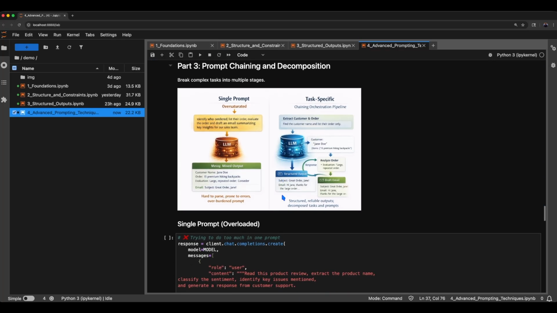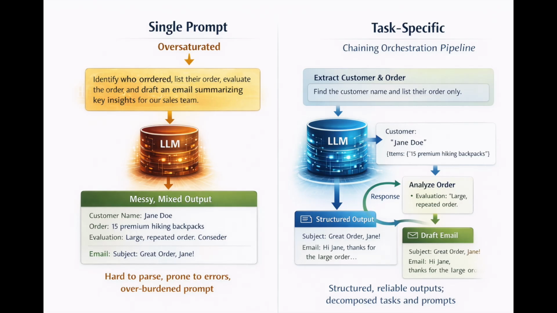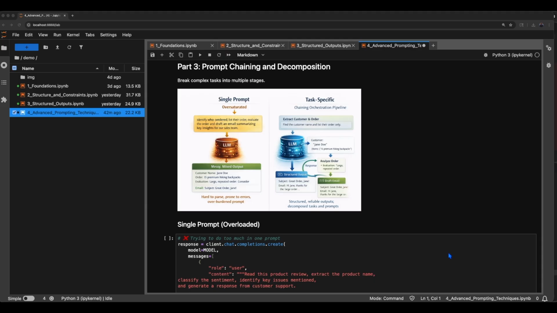Now, when a task mixes multiple goals or outputs, a single prompt often gets messy and brittle. Chaining lets you split the work into smaller calls with clear inputs and outputs, which makes the flow easier to debug and extend. A single overloaded prompt is hard to control and hard to parse. Breaking the task into multiple focused prompts with structured data between them produces more reliable and maintainable systems.